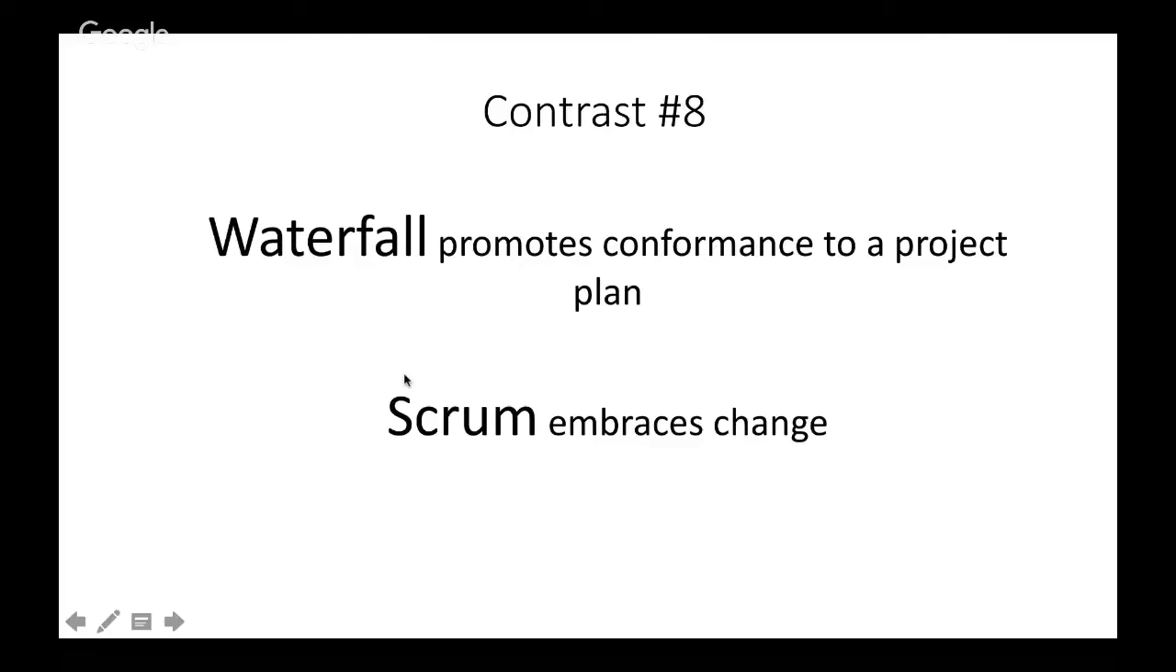Number 8. Waterfall promotes conformance to a project plan. All stakeholders, business partners, the project team, and leadership stick to the project plan to look for dependencies, milestones, and important dates. Scrum, on the other hand, embraces change. A product owner has the flexibility to reprioritize the user stories in the product backlog at any time.